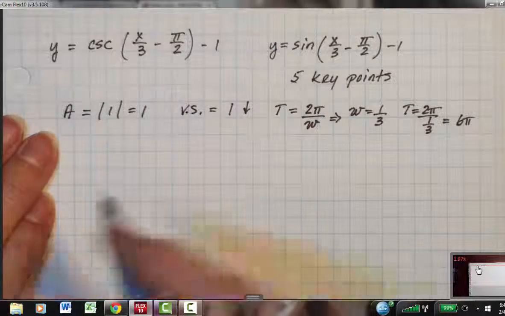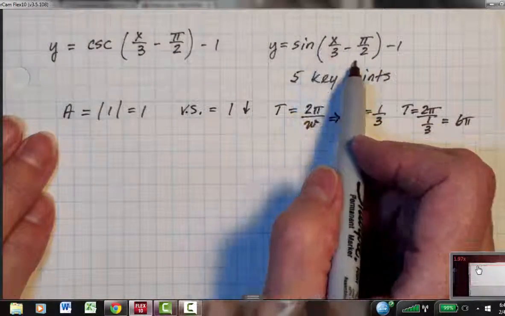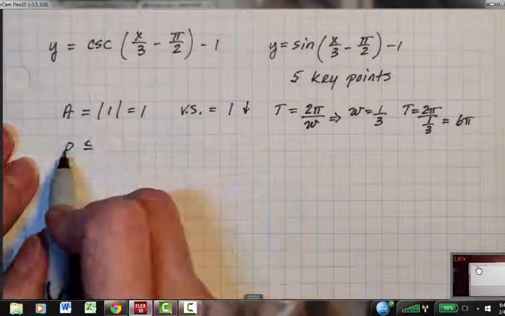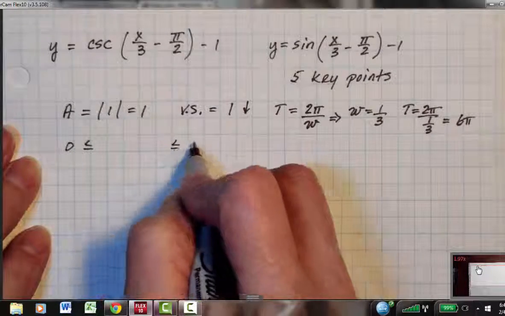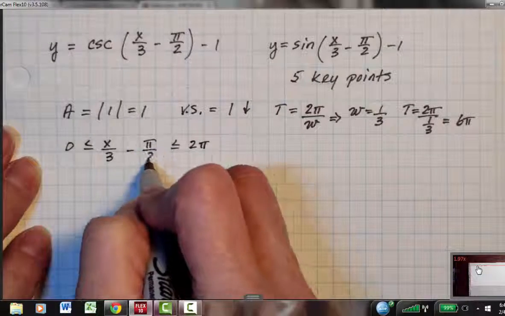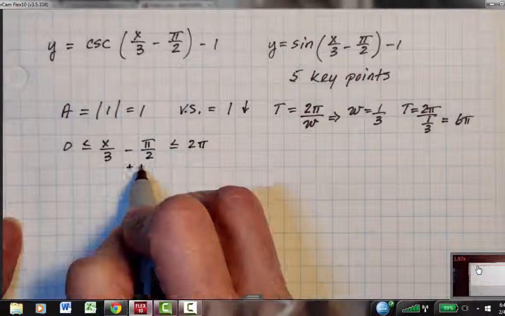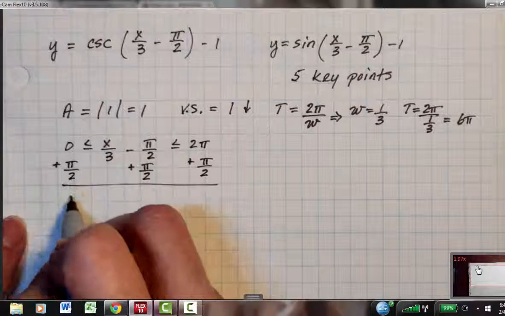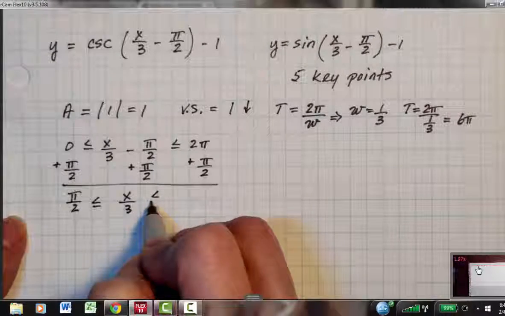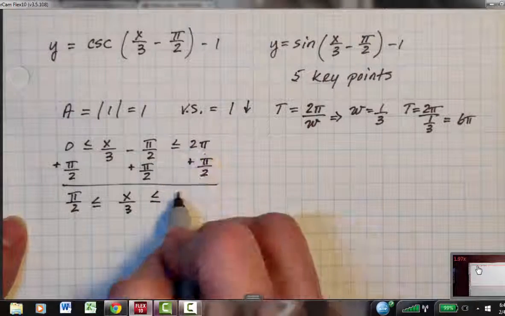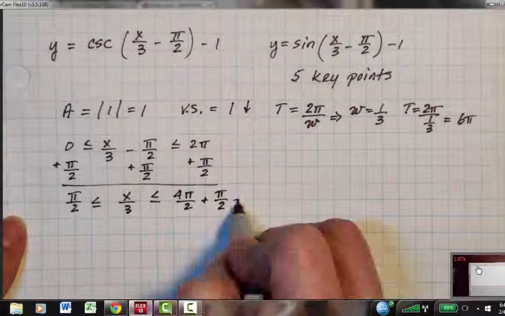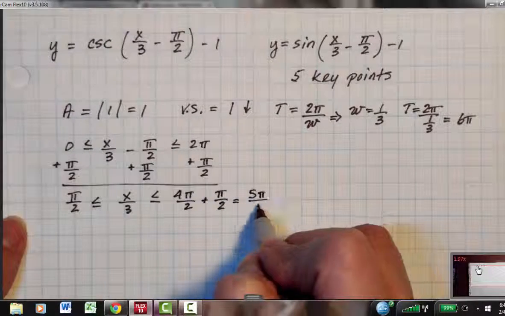Then I'm going to figure out my phase shift. To figure out the phase shift, I'm going to take what's inside of the parentheses here and put it between what my normal period would be, which is between 0 and 2 pi. I'm going to have x over 3 minus pi over 2. I'm going to add pi over 2 to all sides of the inequality. I end up with pi over 2 is less than or equal to x over 3, which is less than or equal to, and 2 pi becomes 4 pi over 2 plus pi over 2. That's going to equal 5 pi over 2.